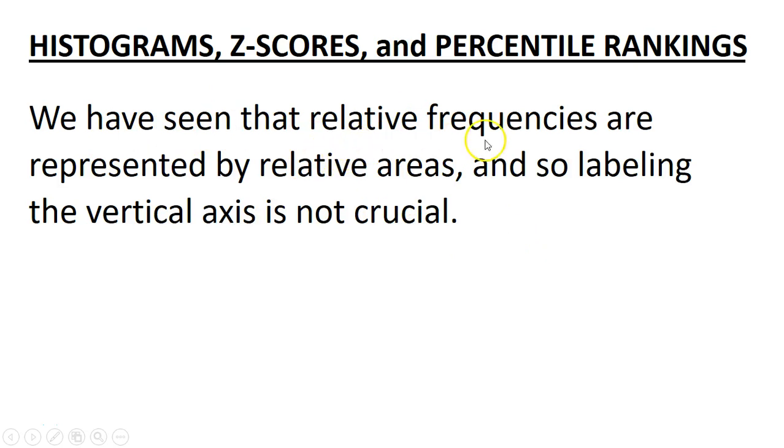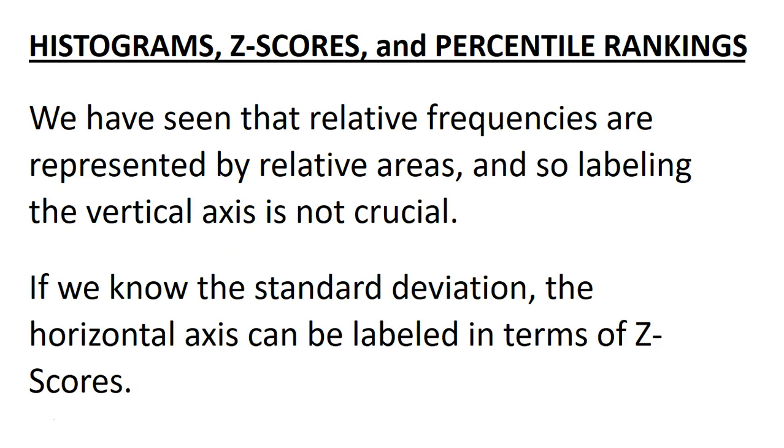We have seen that relative frequencies are represented by relative areas. Basically, they're like the same thing. You can count up the areas to get the idea and get those percentages. And so labeling the vertical axis is not entirely crucial. It's helpful, but it's not crucial. That is one of those things you need to keep in mind, because that question pops up on AP tests numerous times. It's not crucial to label that vertical axis.